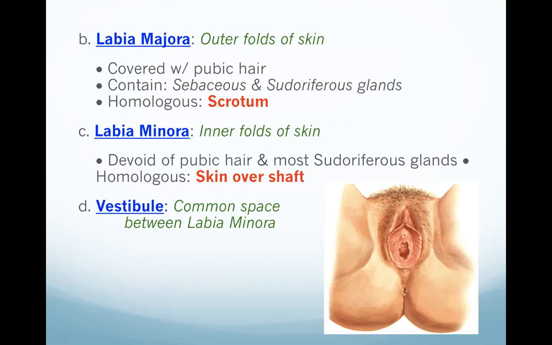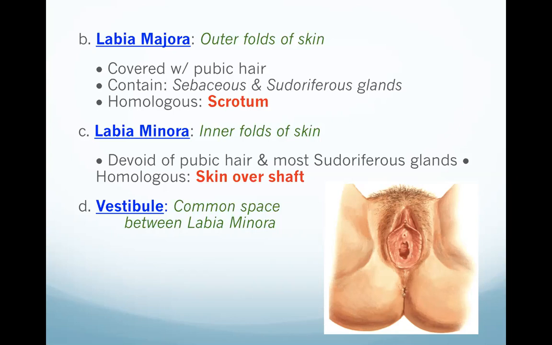The labia minora are the inner folds. They're not going to have any pubic hair on them, and they're going to be devoid of most of the sudoriferous glands. This would be homologous with the skin over the shaft of the penis. So if you look at a penis, you're going to see the skin over the shaft, and you'll notice it has very little hair. Definitely doesn't have any terminal or pubic hair. And then we look at the vestibule.